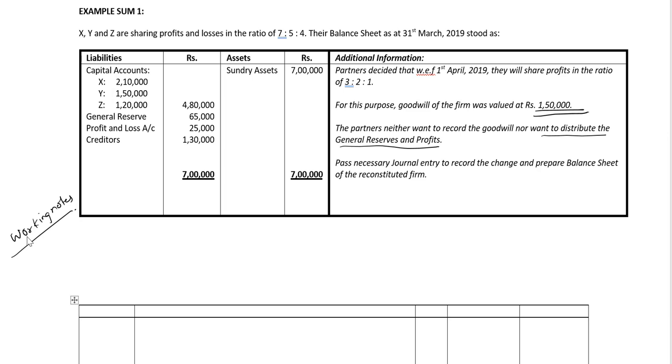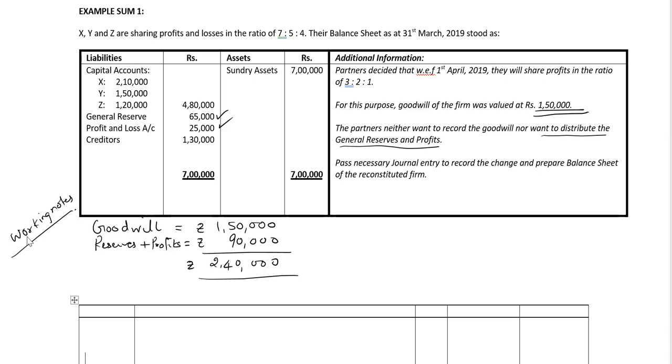So let's find out the total net effect of all the three. So for goodwill, the amount is Rs 1,50,000. And reserves and profit, it's a positive figure. So reserves plus the profits is equal to, general reserve is given as 65,000 and the profit is given as 25,000. We have 90,000 rupees. And the total of this is Rs 2,40,000. The journal entry is to debit the gaining partner and credit the sacrificing partner. We need to find out the gain and sacrifice of each partner.